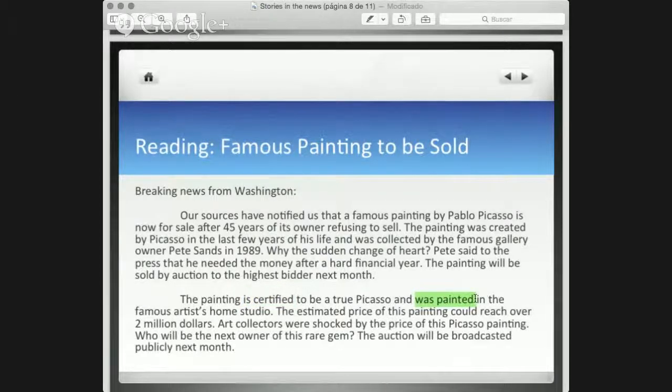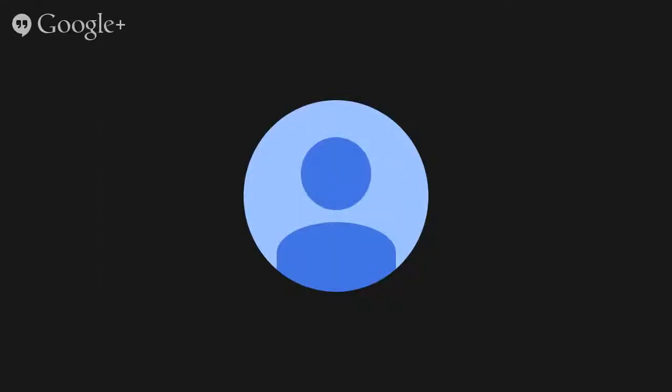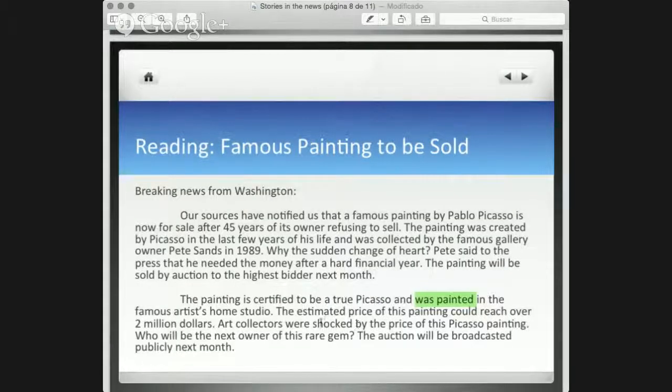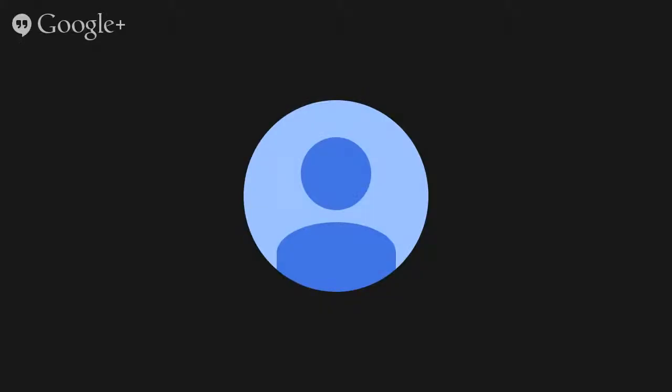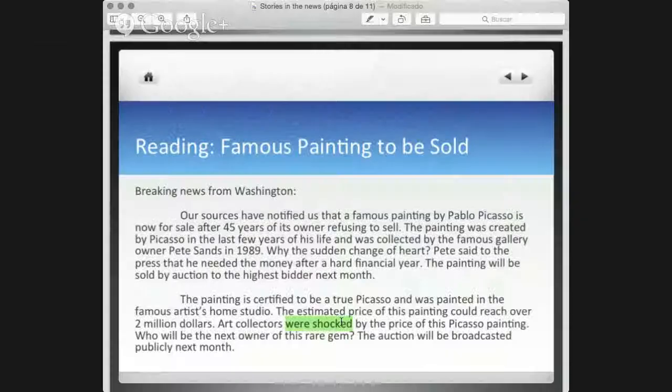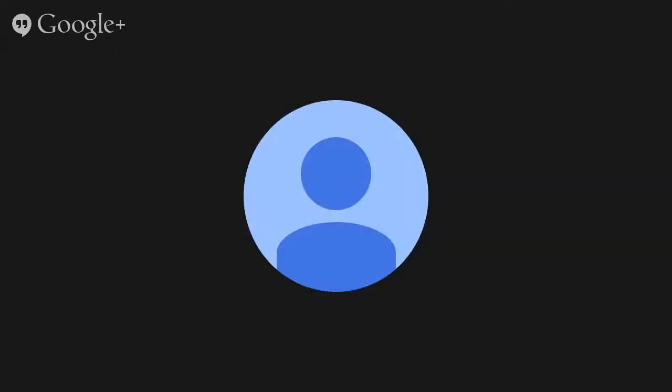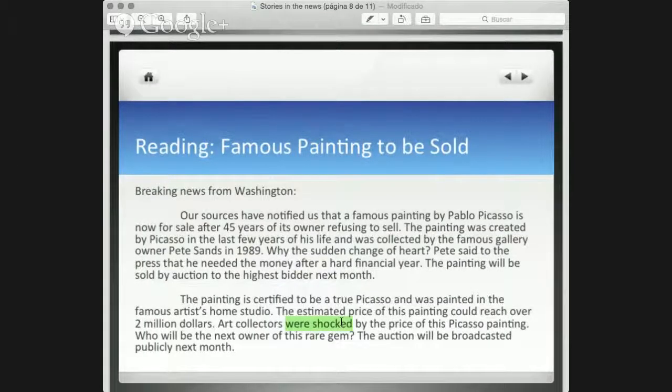Any more? Okay, workshop. Exactly. Art collectors were shocked by the price. Exactly. The price shocked them, but this is the passive, so the art collectors become the subject. Good. And I found one more. Will be broadcasted. Exactly. Good. The auction will be broadcasted publicly next month.